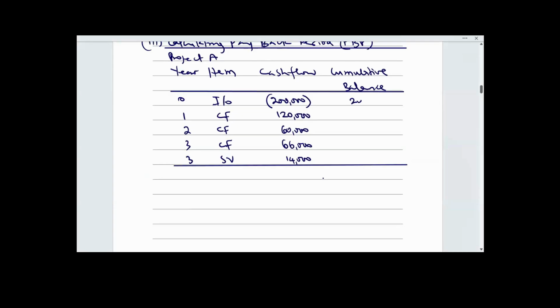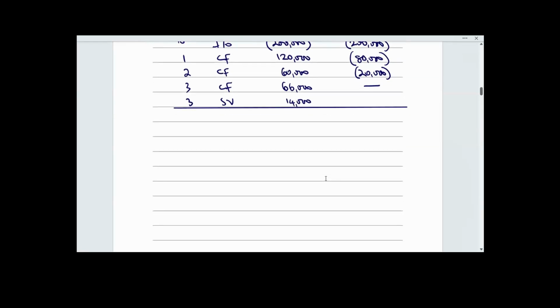So starting from year 0, 200,000 minus 120,000 will give us a balance of 80,000 at the end of year 1. 80,000 minus 60,000 will give you a balance of 20,000 at the end of year 2. The outstanding balance of 20,000 naira is less than the next cash inflow of 66,000. Therefore, you put a dash and you calculate the payback period.